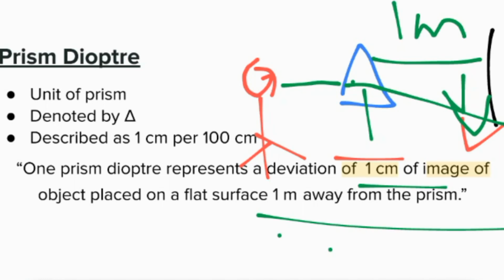So we all know that this happens, but when you are viewing anything through the prism, the image will be displaced. You will see a tilted image. The object was actually in front of you, but while you are viewing through a prism and the distance between the prism and the object is 1 meter, the object will be seen in a slightly tilted position or slightly deviated. So this is a prism diopter, which is a unit of the prism.